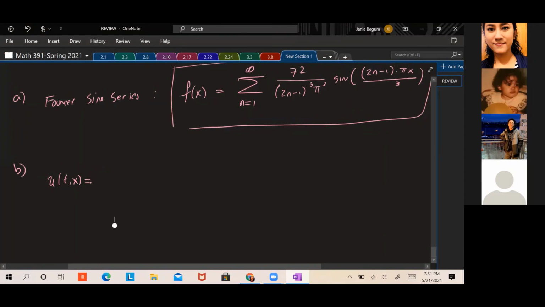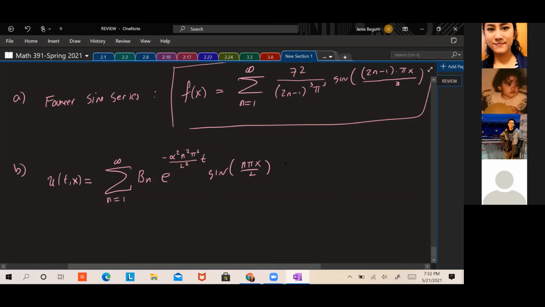So do you guys remember the heat equation? Yeah. So it's the summation of bn, which we found, times e to the negative alpha squared n squared pi squared over L squared, times t, right? And then sine n pi x over L. Yeah. So there you go. Just make sure you remember this. So that's up to the boundary conditions, which are always 0.